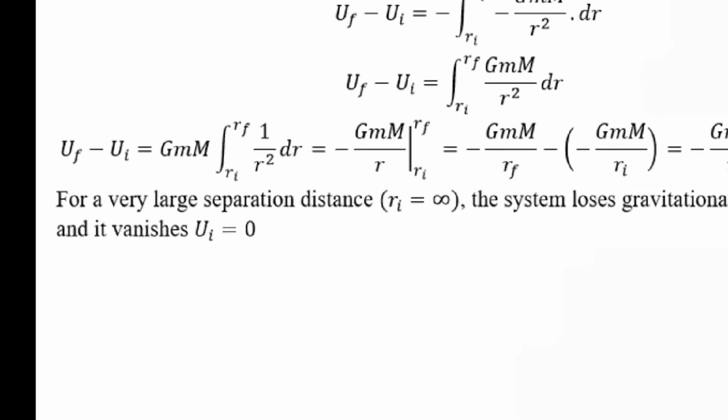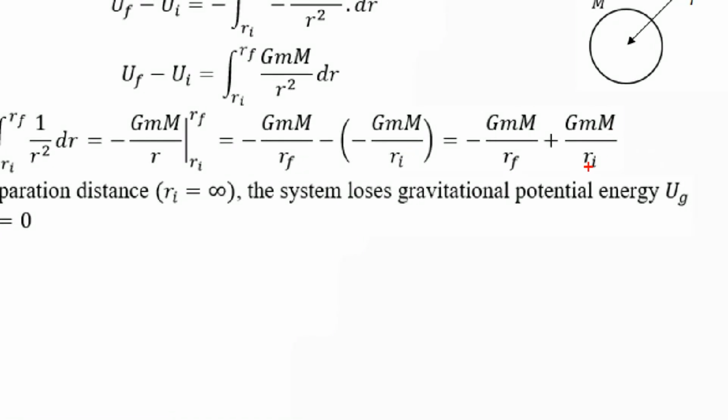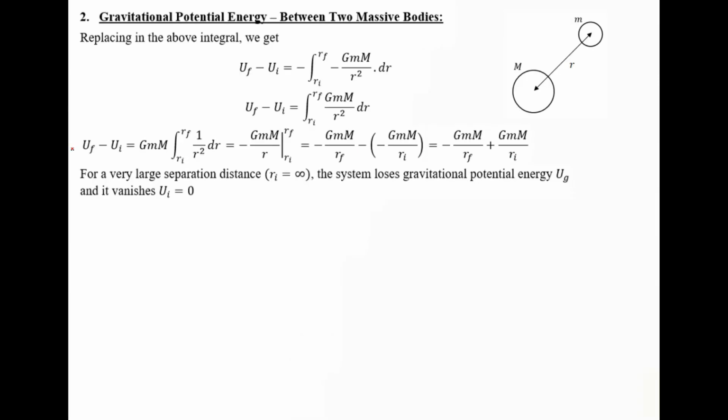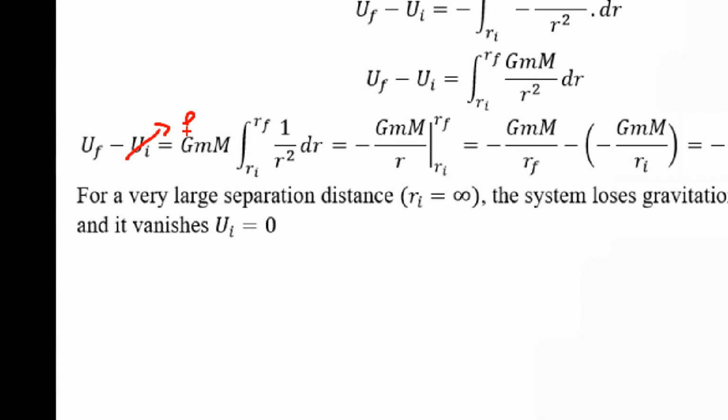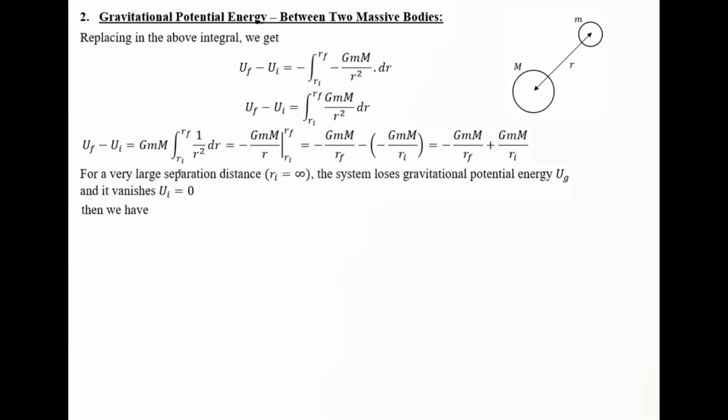So in this case, that would be infinity, which means this is 0 overall, because any number over infinity would be 0. And because I have chosen the initial position to be infinity, which means Ui would be 0. And we're left with the following result.